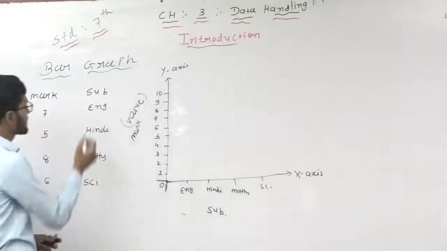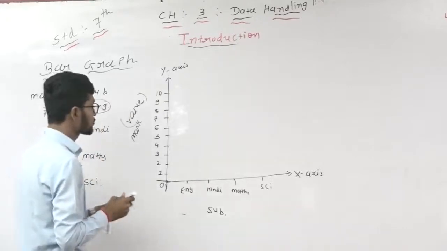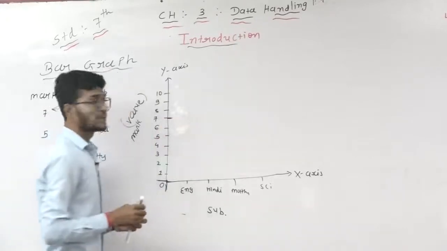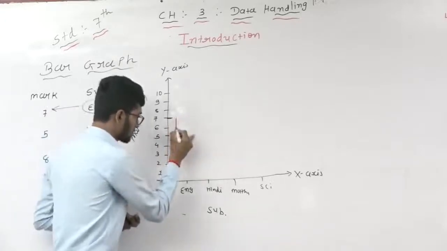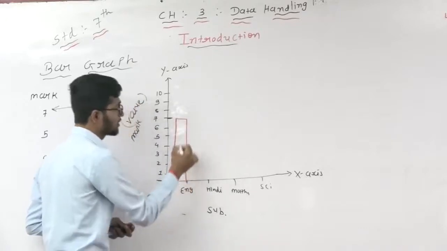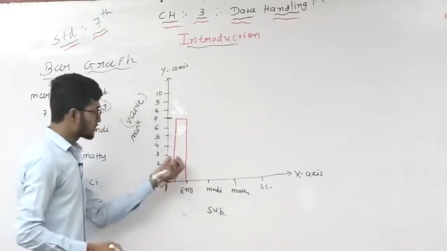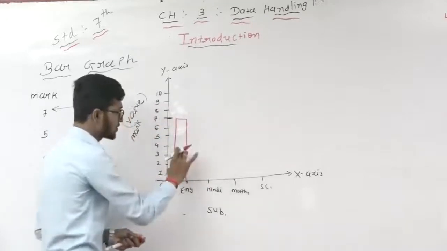Now how to represent? So English, how many marks in English? 7 marks. So dear students, this is the 7 marks here, right? Here is the 7. So in this way, draw a bar. It's called a bar, and representing on a graph with bars is called a bar graph. So this one is a bar.